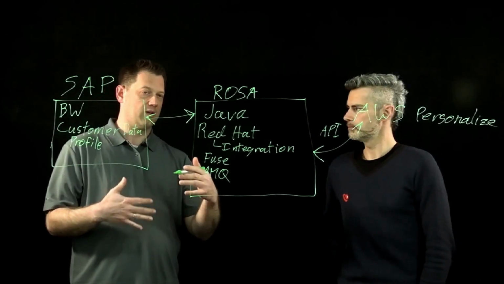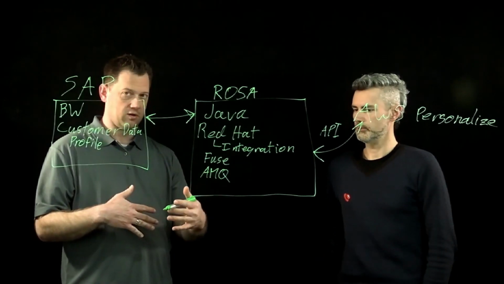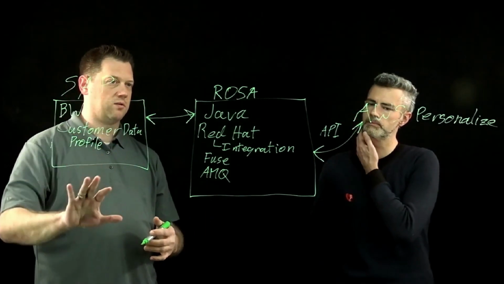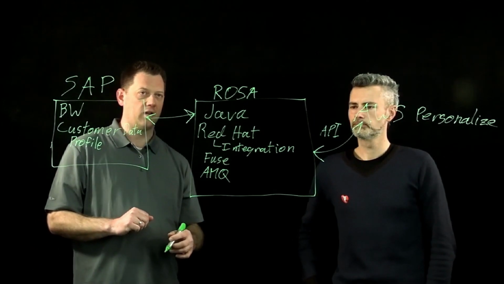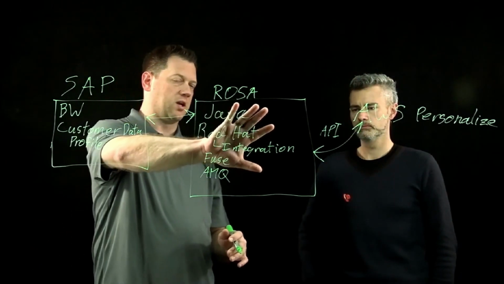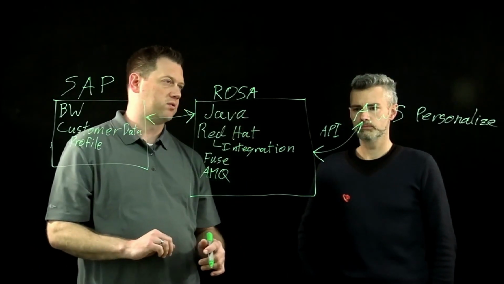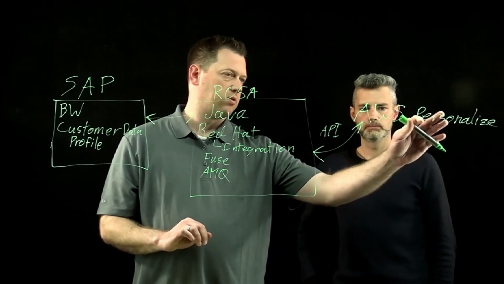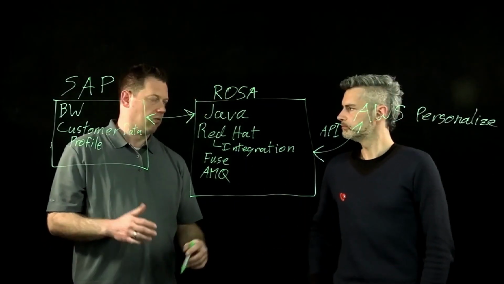This is still consistent with our decoupled architecture. So our SAP will still have a clean core, because all of our application is over here in a container on ROSA, and our AWS Personalize service is available to us whenever we need it.